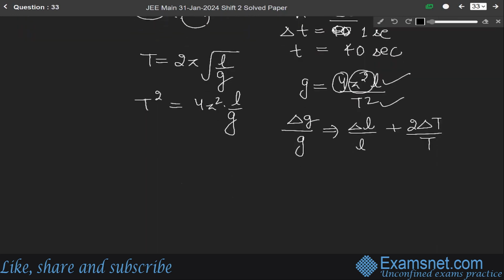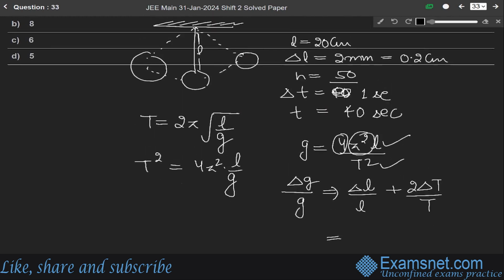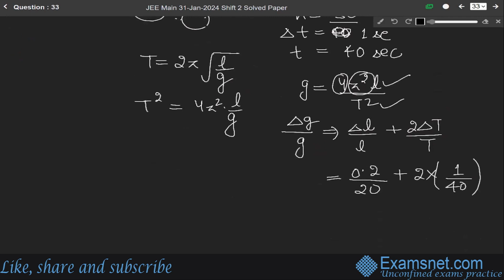So it will be equal to delta L, which is 2 millimeter, means 0.2, over L, which is 20, plus 2 into delta T, which is 1 second, over the time, which is 40 seconds. Now solving it, we get 0.3 over 20. So delta g over g is 0.3 over 20.